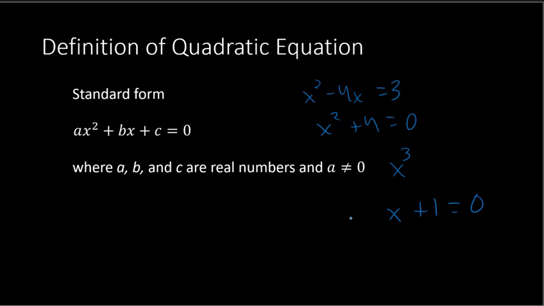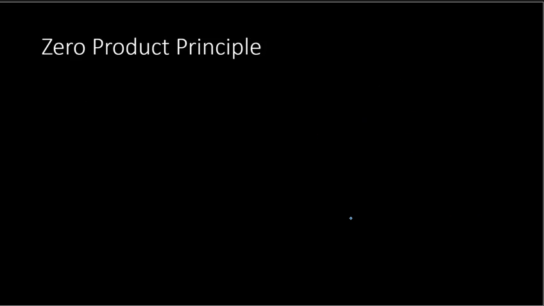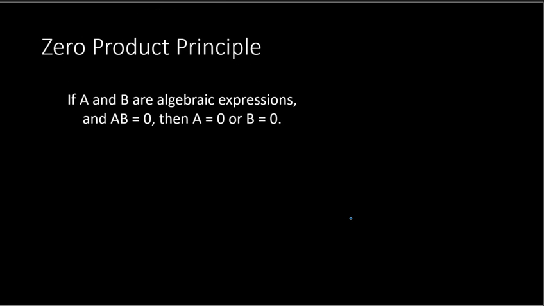To solve quadratic equations, we need to understand what is called the zero product principle. This says that if we have two numbers, a and b, and a times b is 0, then either a equals 0 or b equals 0. If you have two numbers multiplied together that equal 0, the only way to get an answer of 0 is if one of these two numbers is equal to 0. That's what the zero product principle says.